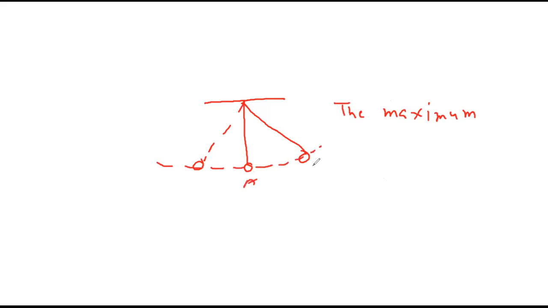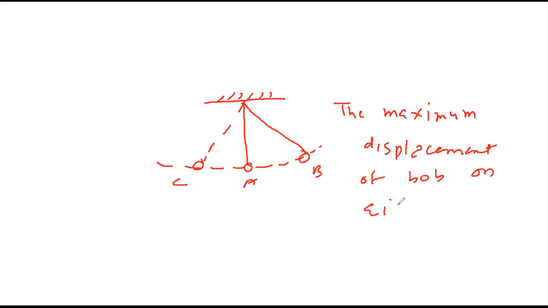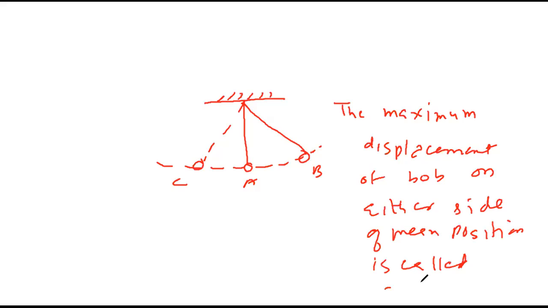So A to B is called amplitude. A to C is also called amplitude. The maximum displacement of the bob on either side of the mean position is called amplitude.